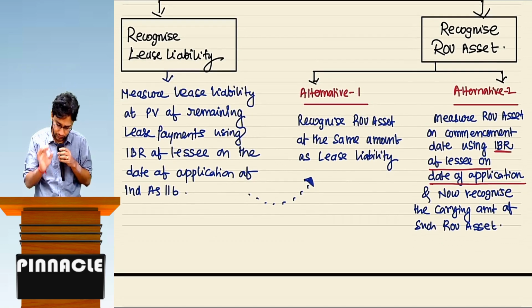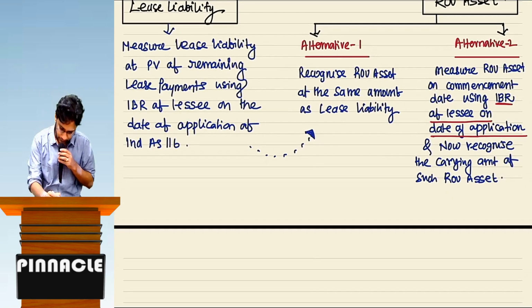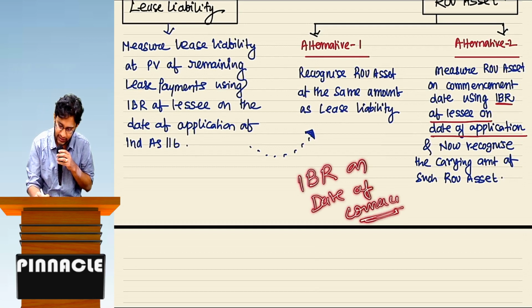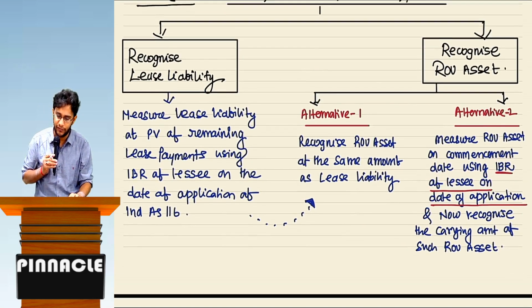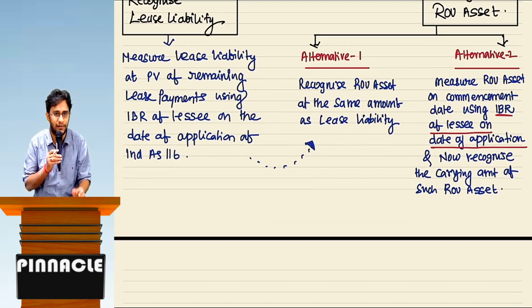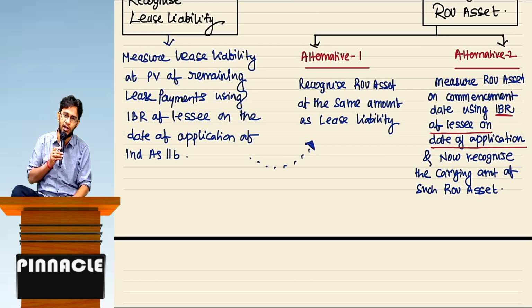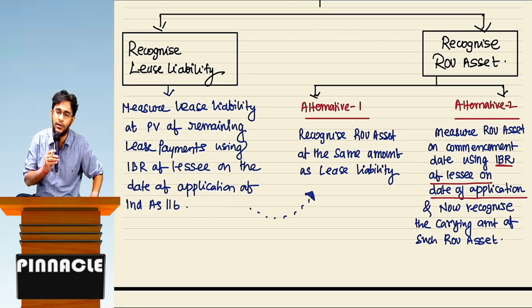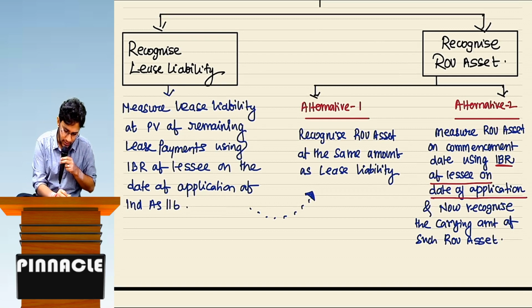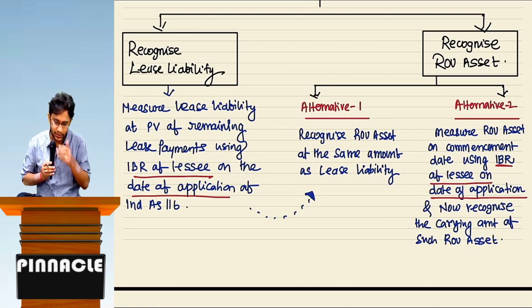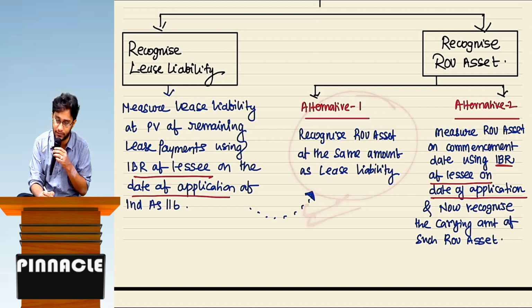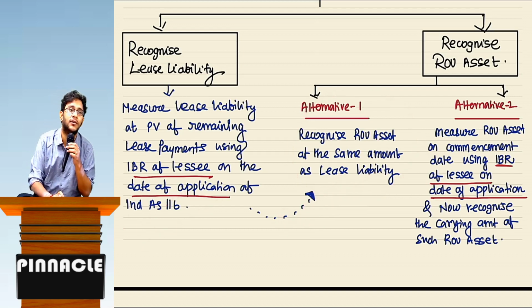What you must understand is, in full retrospective approach, the discounting rate was IBR on the date of commencement of lease. Here that is not. In modified retrospective approach, IBR on the date of commencement you are not using. If that was there, why would I come to modified retrospective approach? If IBR on the commencement date was there, I would have done that only. So nowhere here will they ask you to work out the discounting rate on the commencement date. This is the discounting rate on the date of application. Here also the same thing. Only thing is, in the first alternative, the remaining lease payments you work out the present value, and that only is the ROU asset, just like lease liability.